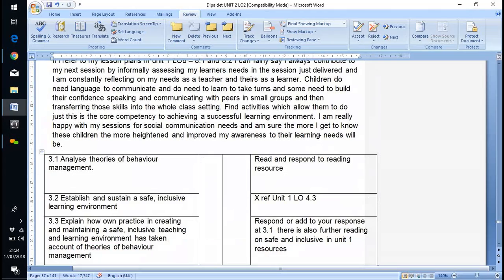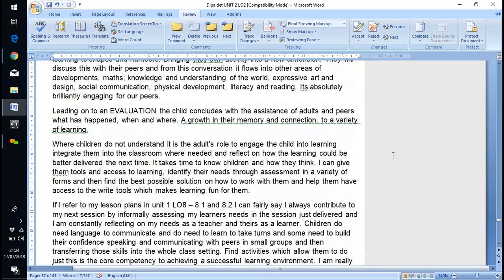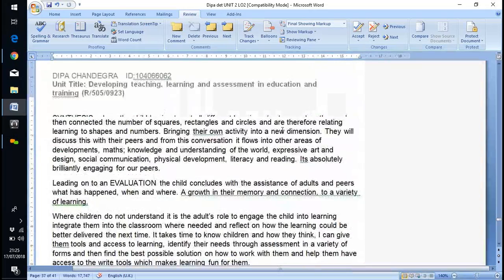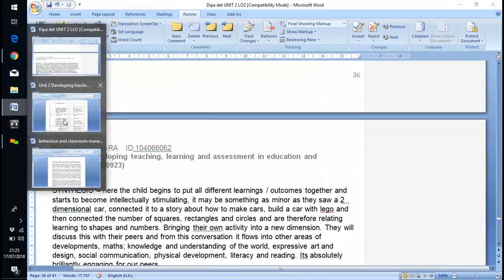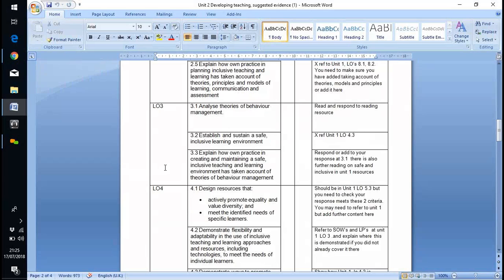No, you've not got a problem. There's nothing on there that I could take issue with. And would you say that what I'm writing here would link to 3.3 as well? 3.3. Let me check up on that. Right. This is slightly different, isn't it? Respond and add to your response at 3.1. But there is also further reading on safe and inclusive in Unit 1 resources. So just have a quick look on those resources on Unit 1, as it changes slightly.